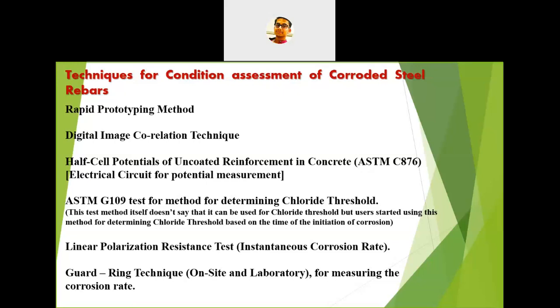So based on this, you can make a contour map across the concrete surface, and you can say which places may suffer from corrosion, or which places are more dangerous for corrosion. And the next test is the ASTM G109 test, which is used for determining chloride threshold.